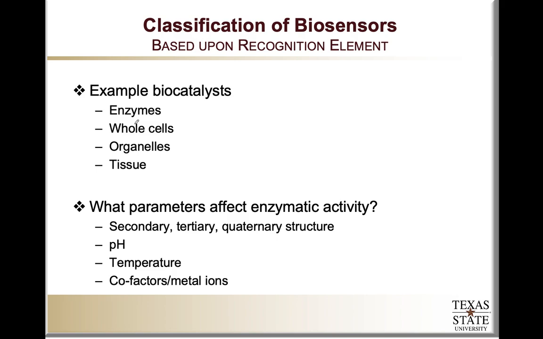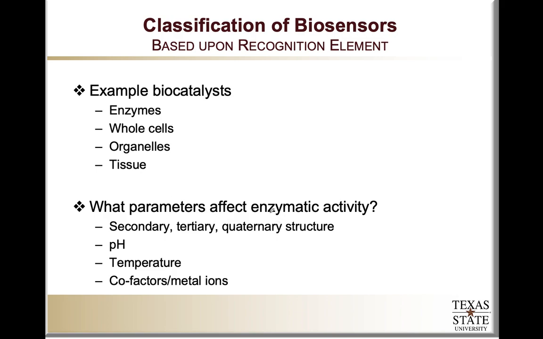And then when we're talking about utilizing whole cells or organelles or tissues, what we're talking about is utilizing basically the enzymes that are present in them. For example, that could be in a mitochondria, which would be appropriate if we're trying to detect metabolic indicators or things that are associated with cell respiration.